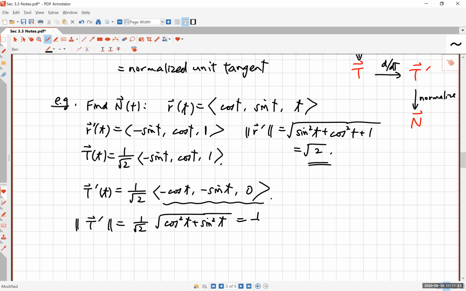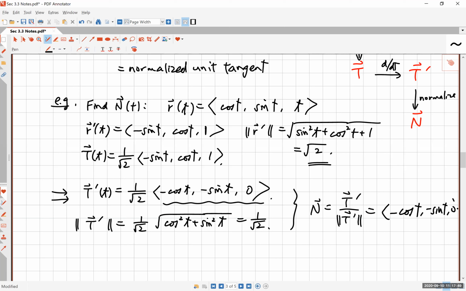Okay, so this is 1 over the square root of 2. If you divide T prime by its norm, you have to be careful here: you're dividing this thing by 1 over the square root of 2, which is multiplying by the square root of 2. Basically, that thing cancels, so all you get is this.